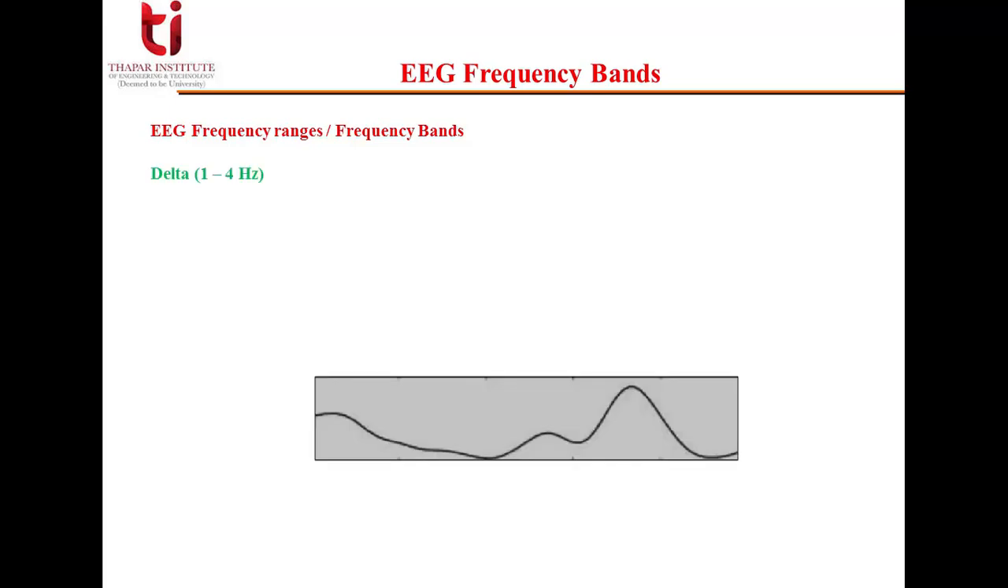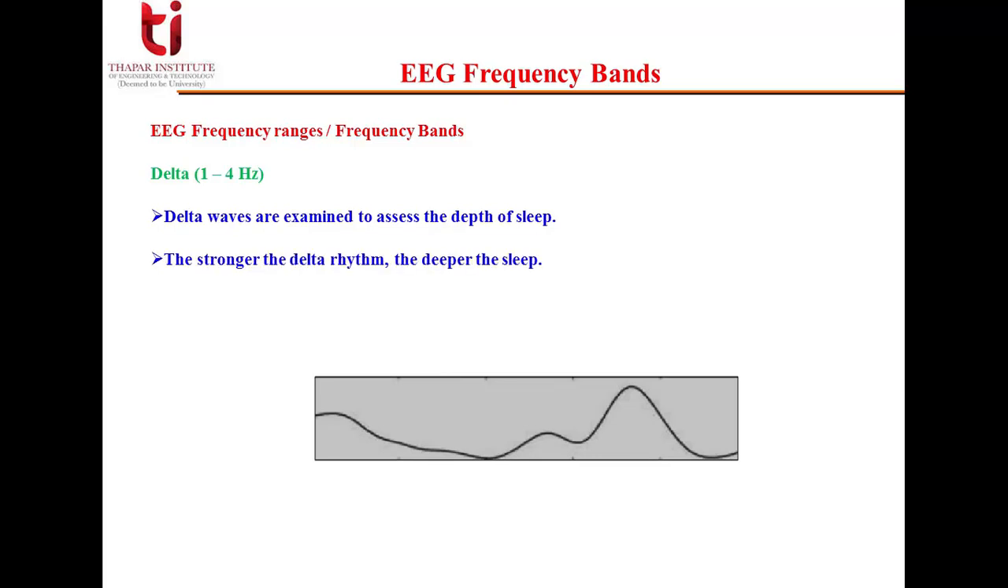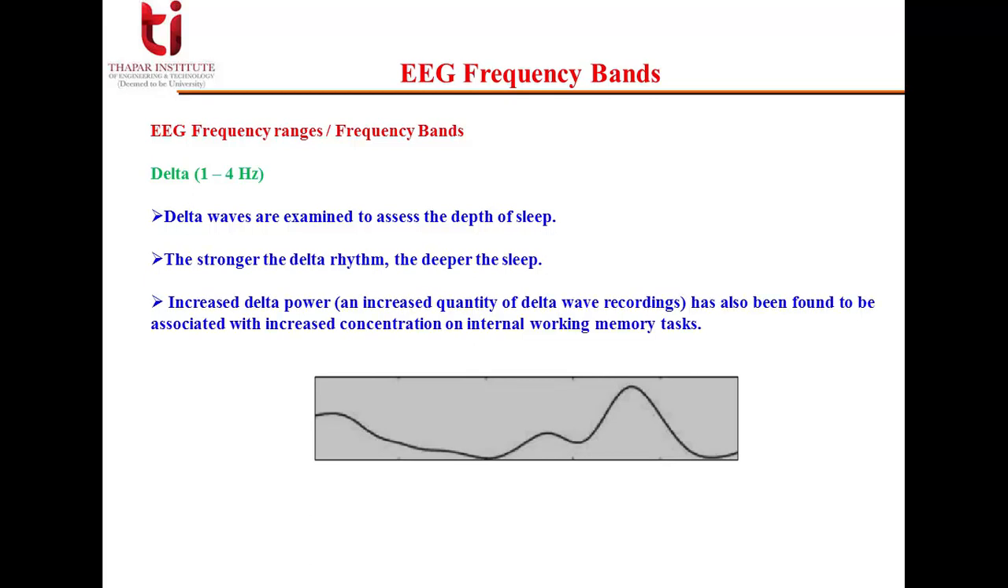First is the delta wave, which corresponds to the frequency range of 1 to 4 Hz. Delta waves are examined to assess the depth of sleep. The stronger the delta rhythm, the deeper the sleep. Increased delta power, or an increased quantity of delta wave recording, has also been found to be associated with increased concentration on internal working memory tasks. Next is the theta wave, corresponding to the range of 4 to 7 Hz.